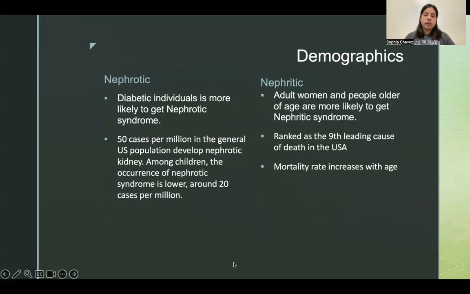As for the demographics, diabetic individuals are more likely to get nephrotic syndrome. And in the US, there's 50 cases per million in general in the US population. And then among children, the occurrence of nephrotic syndrome is lower, around 20 cases per million. As for nephritic, adult women and people older of age are more likely to get nephritic syndrome. And it was ranked the 9th leading cause of death in the US. And then the mortality rate increases with age.